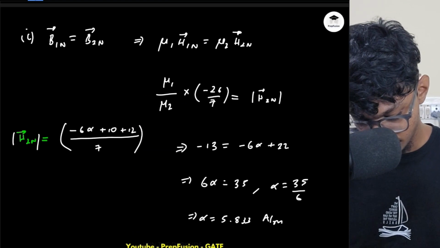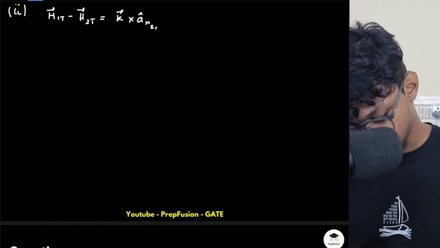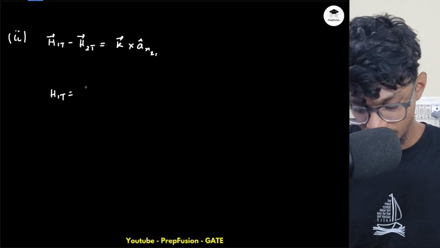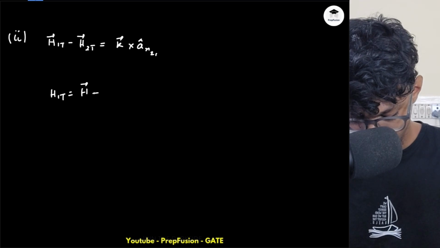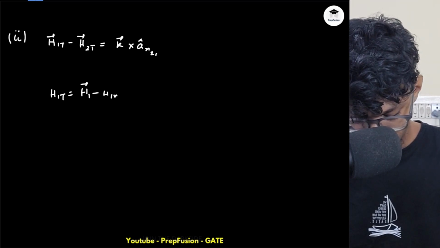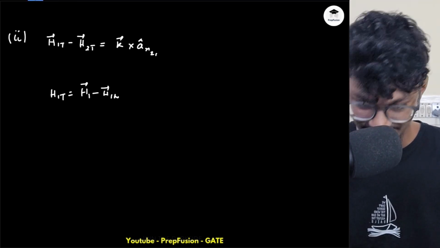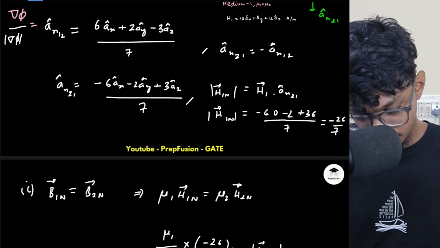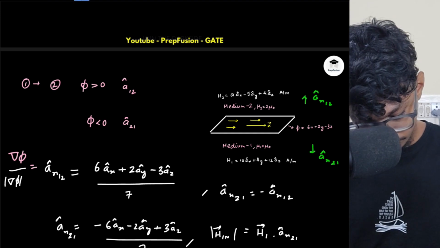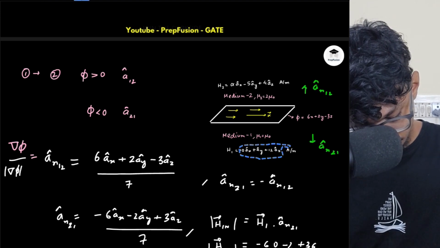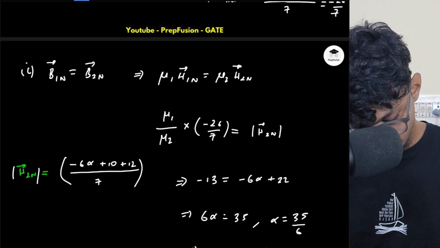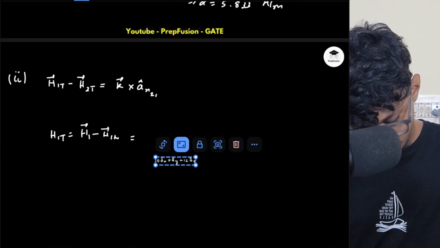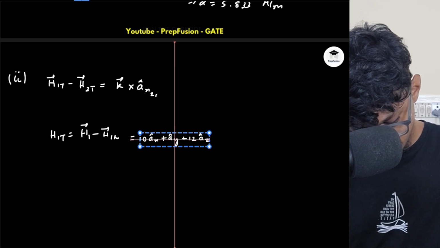So what is h1t? I have to find out h1t now. If I want to find out h1t, simply I have to subtract the normal component from the h vector. So that is a task. What is h1? H1 is this only.